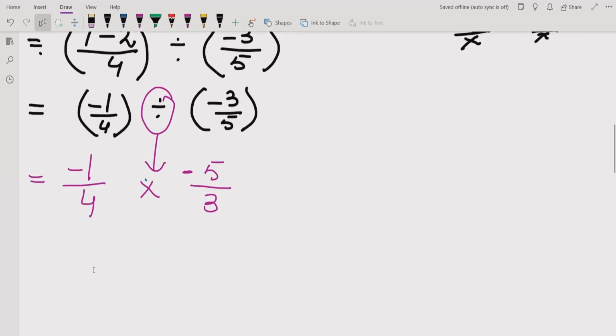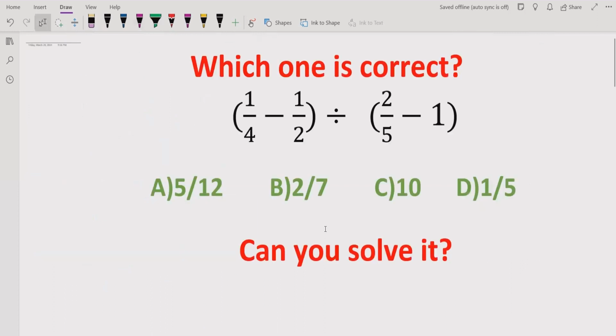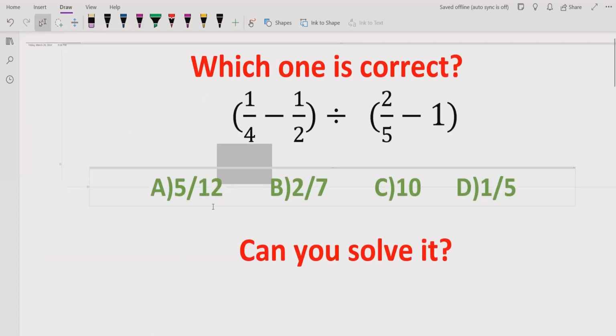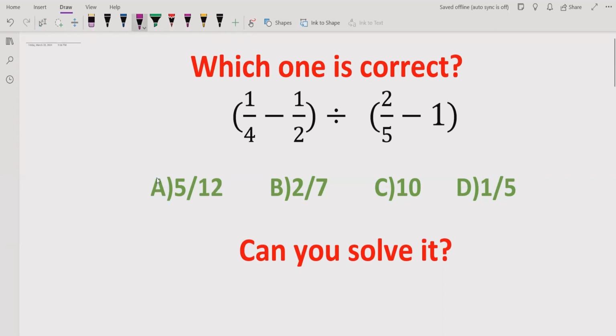So now we can solve because it's very simple. Minus minus is plus, and 5 ones are 5. And the denominator, 4 threes are 12. So the answer of this question is 5 upon 12. If you see the answer list, answer A is the correct answer. As you can see, 5 upon 12 is the correct answer of this expression.